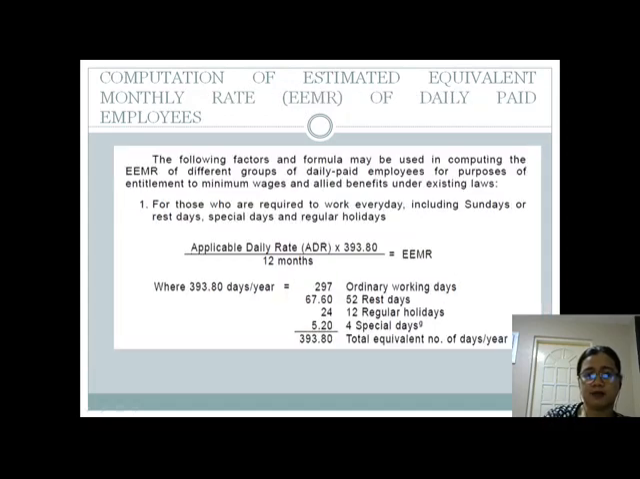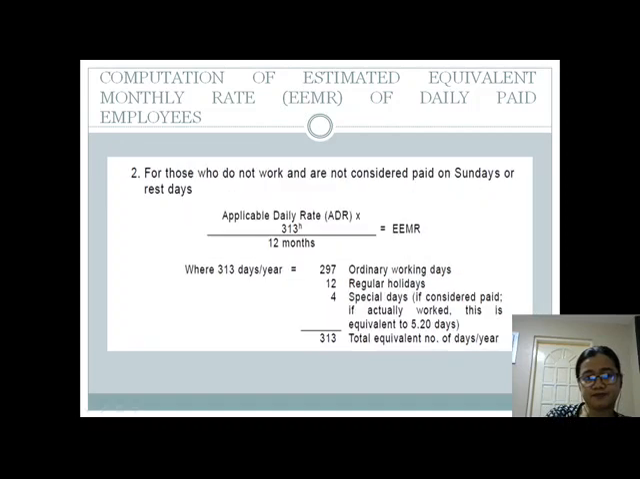Then the first one is the 393.8. Why do you think it exceeded the 365 days in a year? Because there are particular workers that render, for example, 12 hours a day. A specific example of that is the security guards. That is why the total is 393.8.